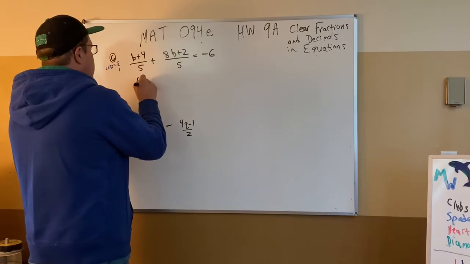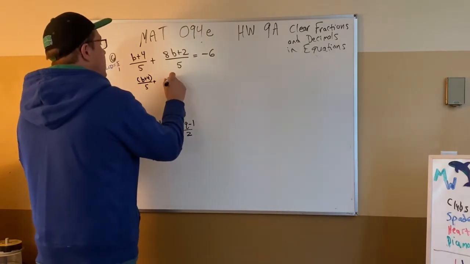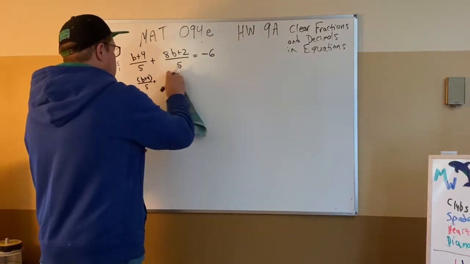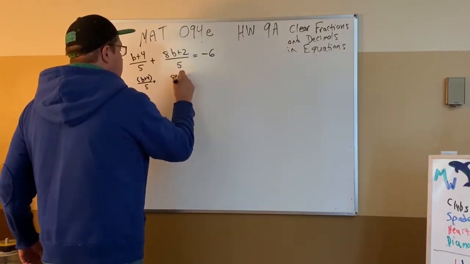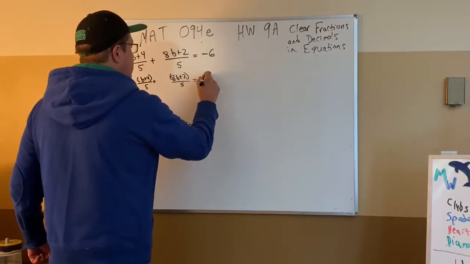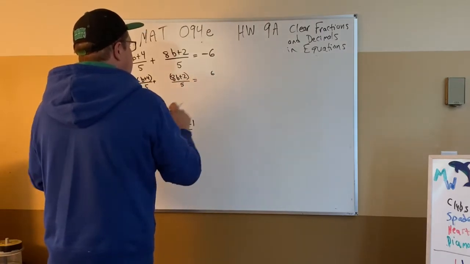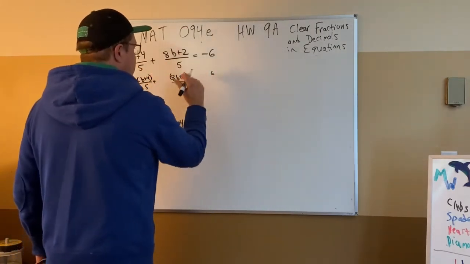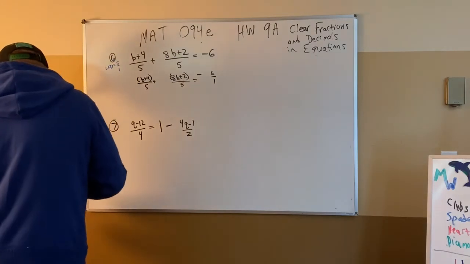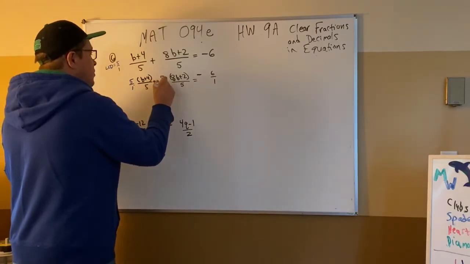So what we have here is b plus 4 over 5 plus 8b plus 2, in parentheses, over 5, and this is equal to the negative 6, which is over 1. I'm going to put space in front of each one of the newly developed terms, so in front of this parentheses, in front of this parentheses, and in front of the 6 over 1. But I do have my dash because that 6 is negative. I'm going to drop my LCD right in that gap: LCD of 5 over 1 times each of the terms.